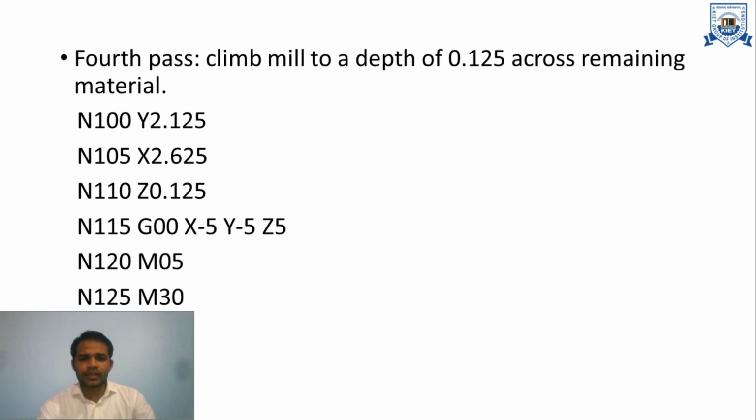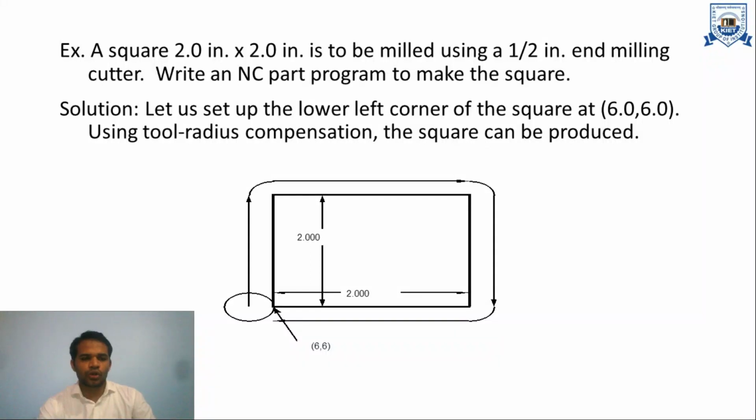So we take a small example for understanding this. We are taking an example like a square, 2 inches by 2 inches, to be milled using a half-inch end milling cutter. Write an NC part program to make the square. So this is an example.